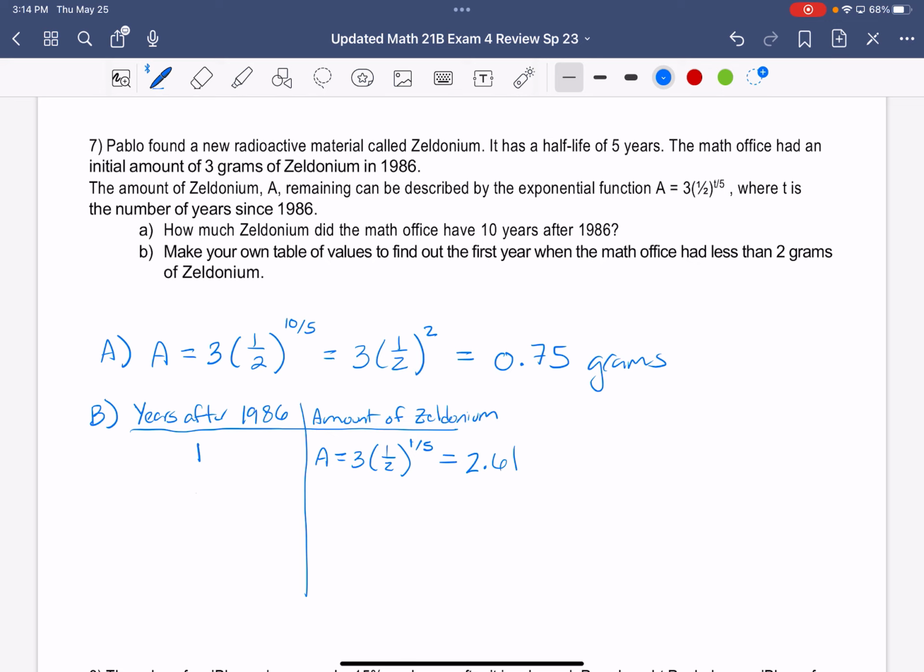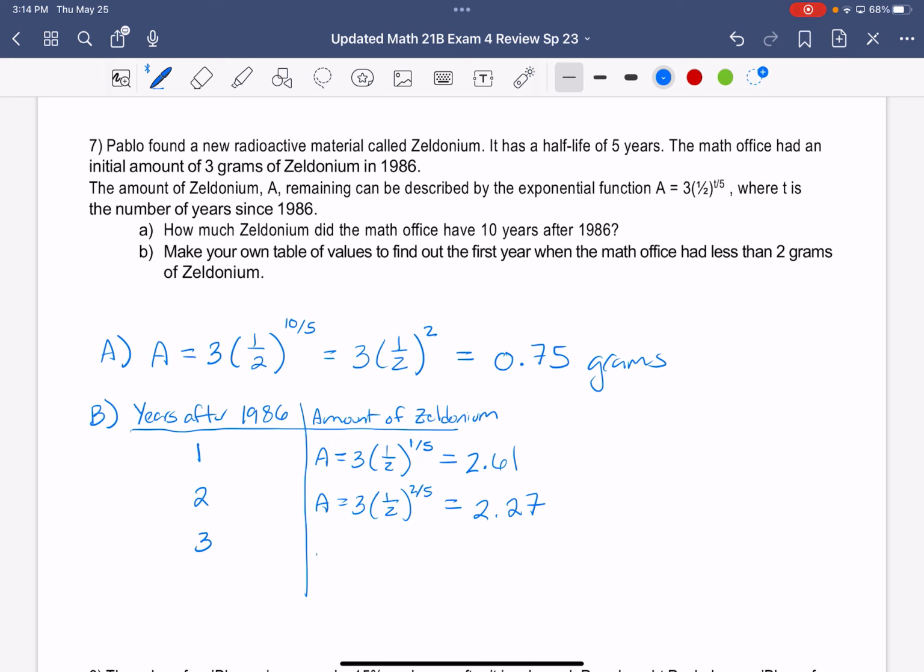So now I'm going to try 2 years. So the amount equals 3 times 1/2 to the power of 2/5. Again, that's calculator. Plugging that into your calculator, rounding to 2 decimals, you should get 2.27. How about now? Am I done? Nope, we're not below 2, so we gotta keep going.